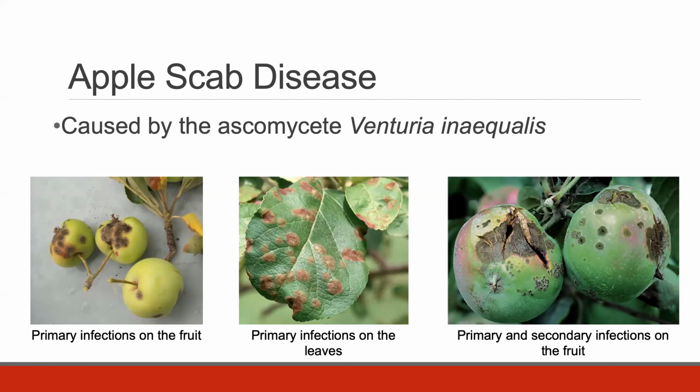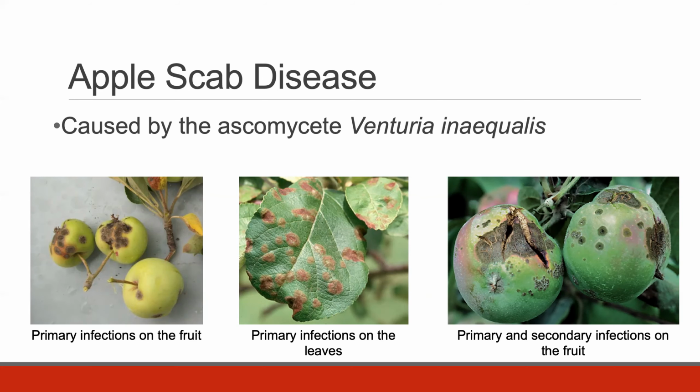Primary infection on the leaves manifests as irregular shaped grayish-green spots. New infections have a velvety appearance as a result of asexual spore production. As the spots age on the leaves, they turn a dark brown color, and eventually the entire leaf turns yellow and drops from the tree.